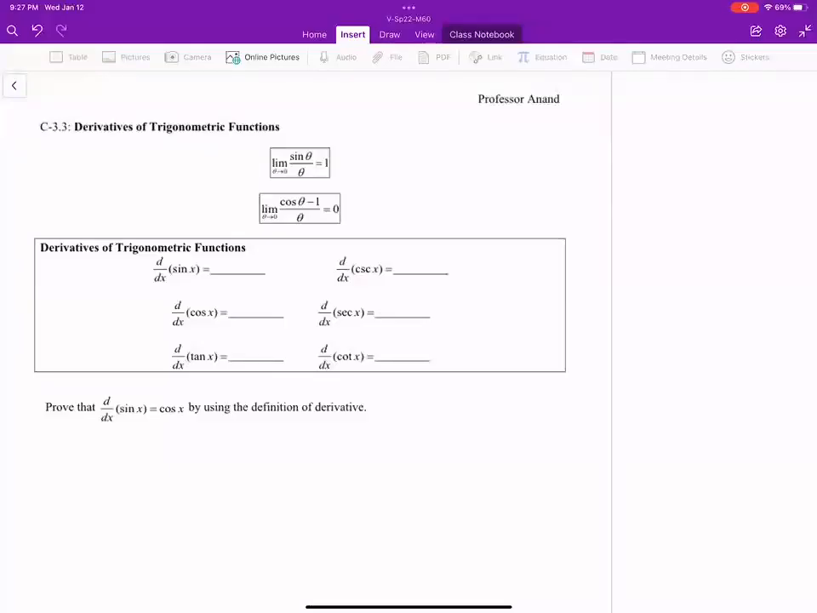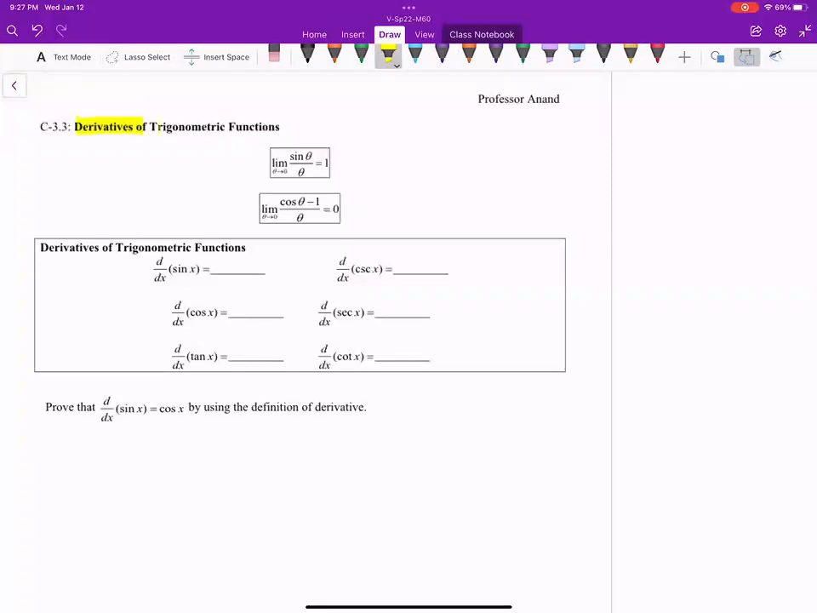Hello everyone, welcome back. In this video, I will be covering section 3 of chapter 3, derivatives of trigonometric functions. Earlier, in sections 3.1 and 3.2, we saw various derivative rules. We saw derivatives of polynomial functions and exponential functions. We saw the power rule, sum, product, quotient, difference, and so on. Now, in this one, we are going to focus our attention on trigonometric functions and their derivatives.